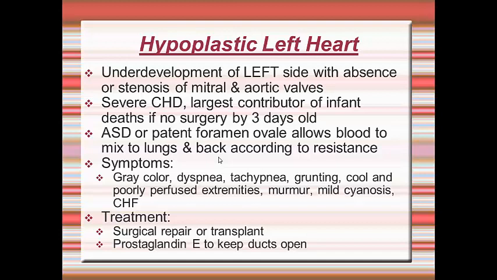The treatment, like we said earlier, is that they'd have to have surgery by 3 days of age. So the surgical repair or transplant. The surgery is called a Norwood procedure, and it has 3 stages of surgery. Your book talks about that, and so you need to look at that and be a little bit familiar with how these babies would be able to survive.